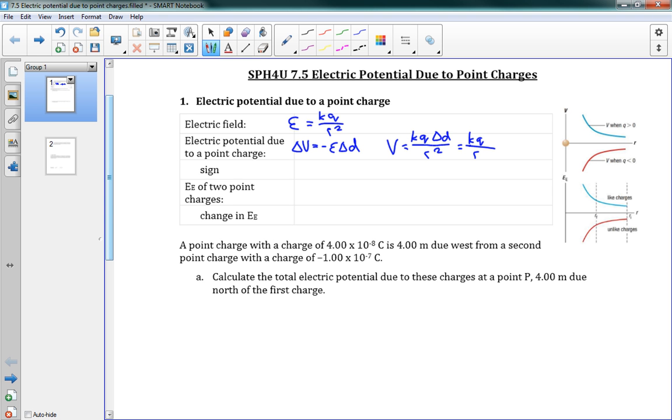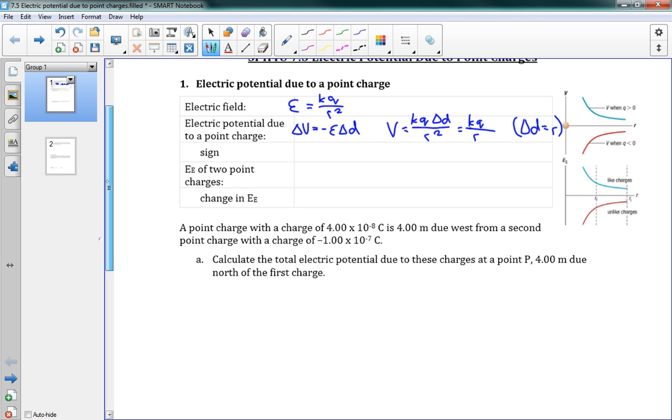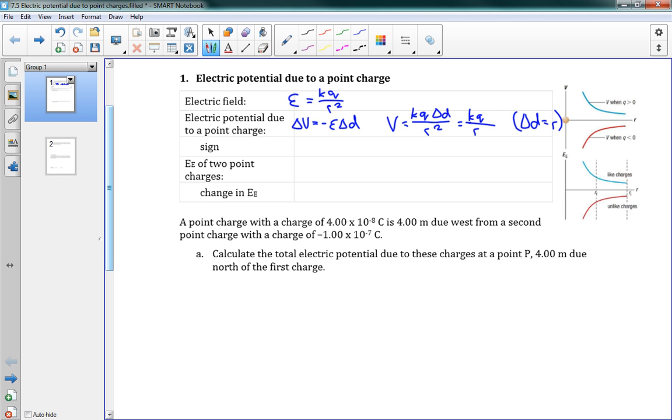Now I say delta D and r are equal to each other. R is just the distance we are from our point charge, and delta D is our distance between the point charges. So they are equal to the same thing. All right, and so I'll just put in brackets here, delta D is equal to R. That's how we were able to get that. Okay, so this is an equation we're definitely going to be using.